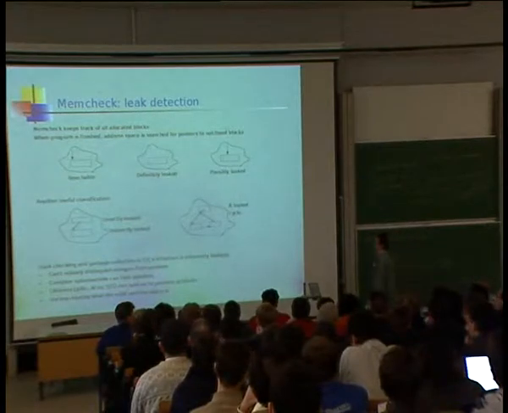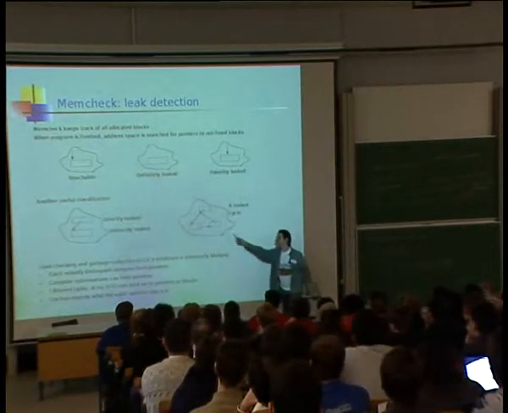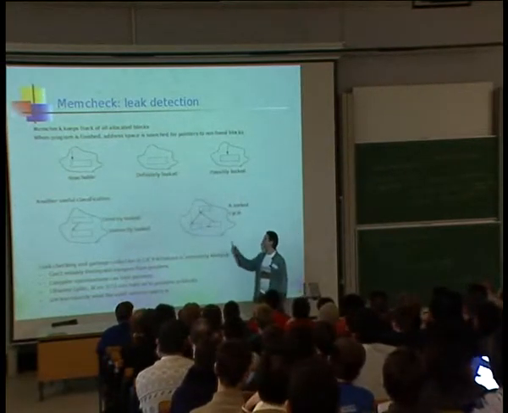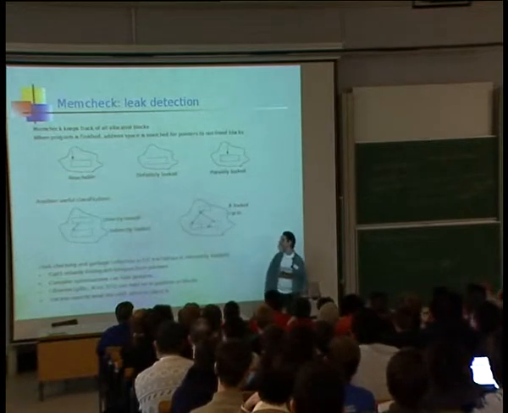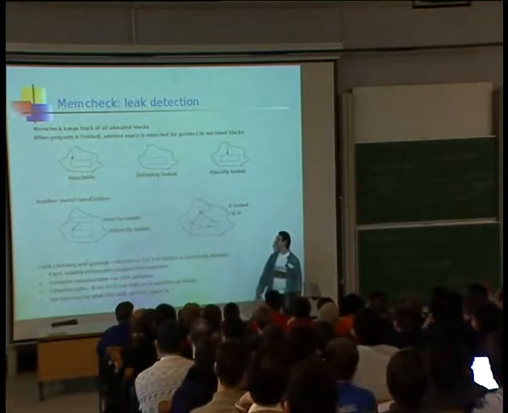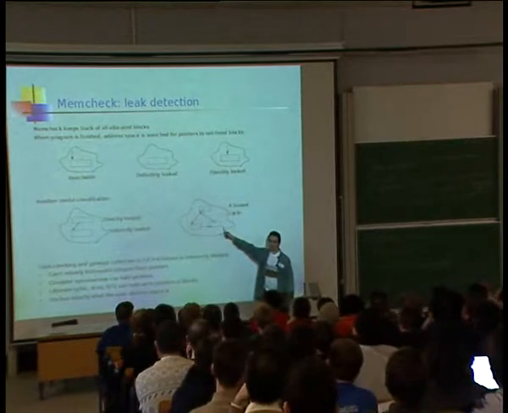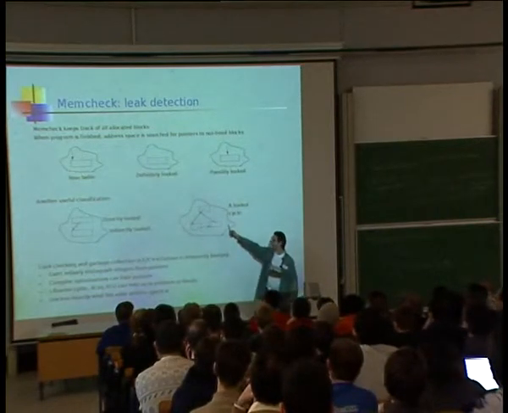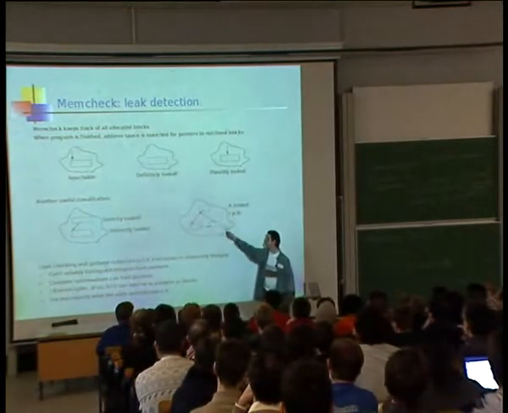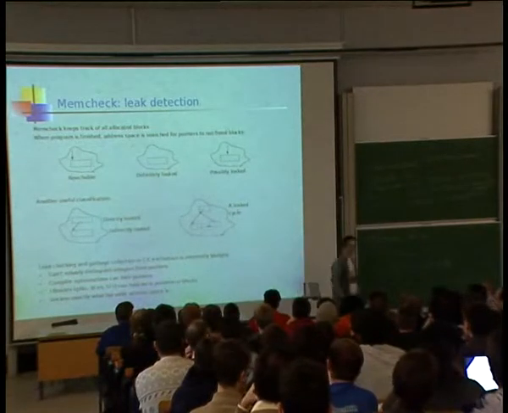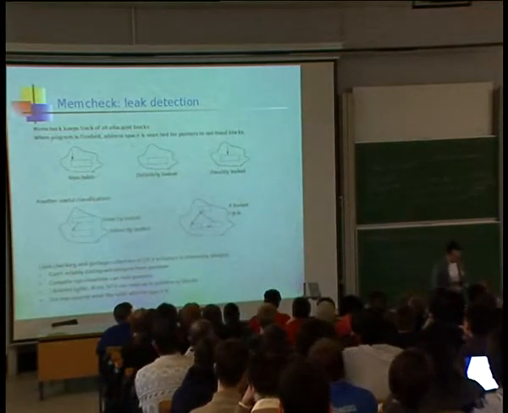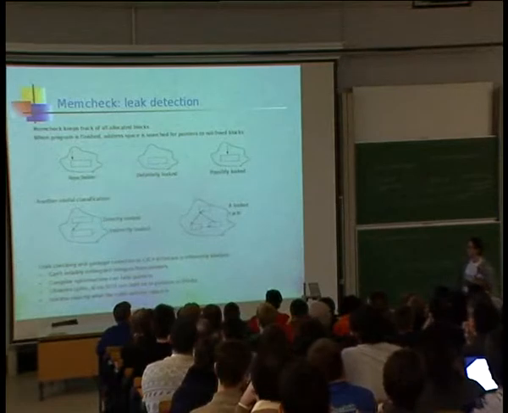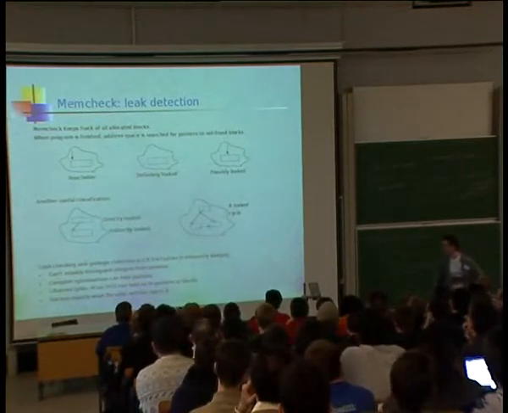The reason this is useful is for detecting cyclic garbage, garbage cycles like this. By the rules up there, all of these blocks are not leaked, but in fact there's no pointer into the cycle from outside, you can't get into the cycle, so they're really leaked. That was a later refinement.